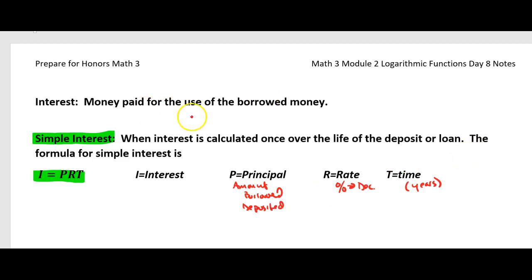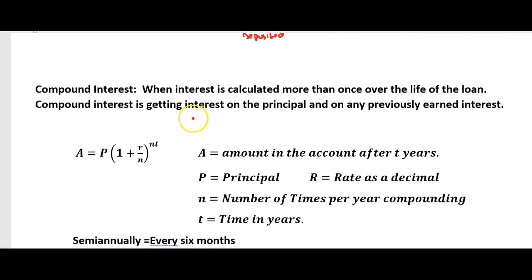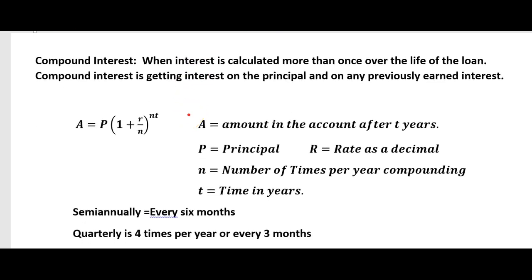Okay, next is compound interest. This is somewhat more common in the real world versus simple interest. And compound interest is interest that is calculated more than once over the life of the loan. Compound interest is getting interest on the principal and on previously earned interest. And through an example, I'll try and explain what this is.